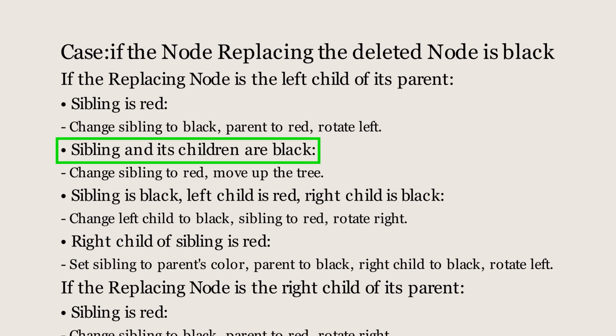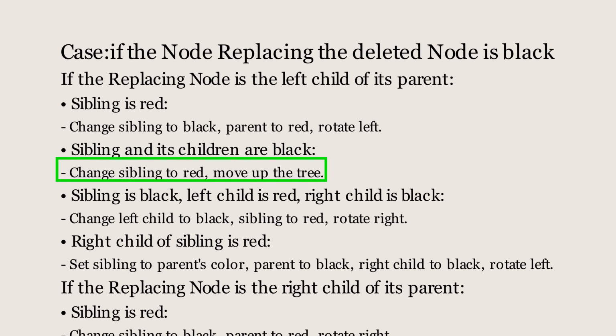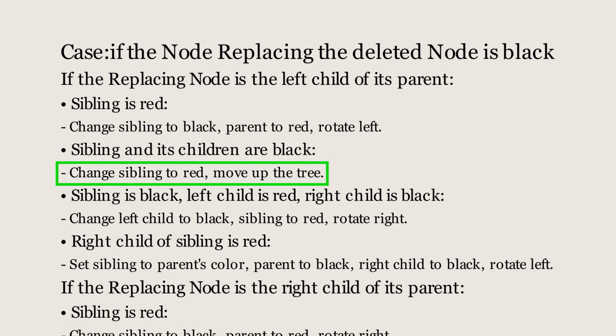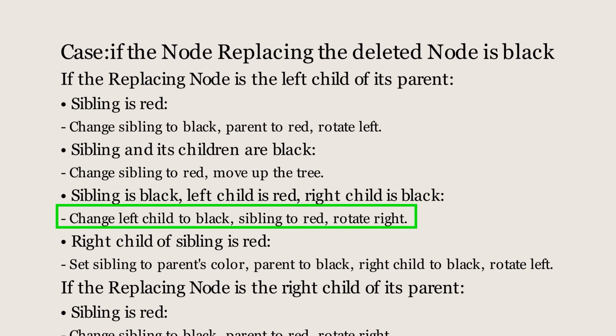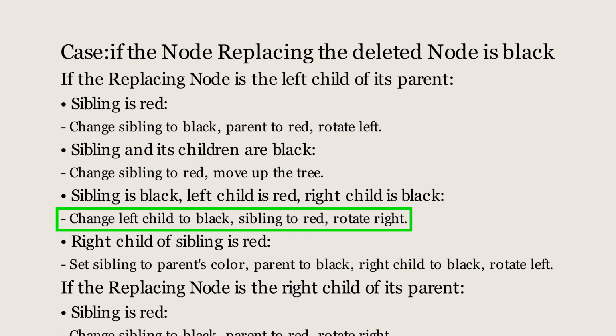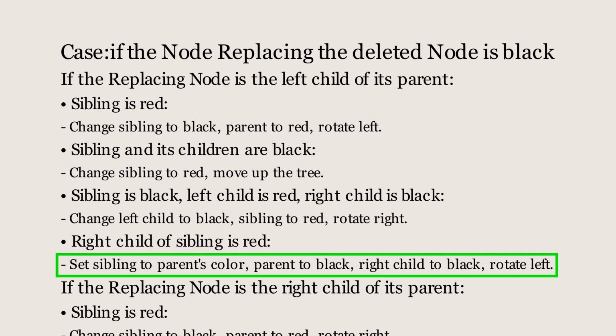If the sibling node is black and both of its children are also black, we can recolor the sibling red and move upwards, setting the parent node as the new focus of the fix-up. If the sibling is black and the left child of the sibling is red while the right child is black, you first recolor the left child to black and the sibling to red, followed by a right rotation on the sibling. Now, if the right child of the sibling is red, the process is slightly different. In this case, we set the sibling's color to match its parent's color, then recolor the parent to black, and the right child to black as well, followed by a left rotation on the parent.